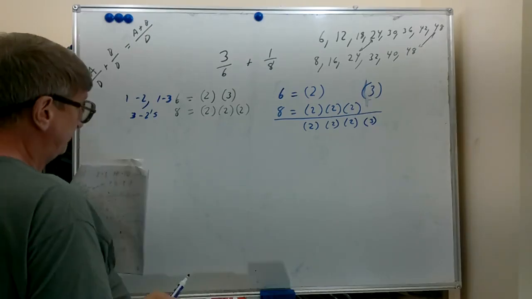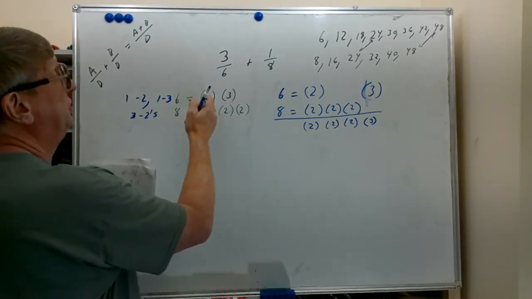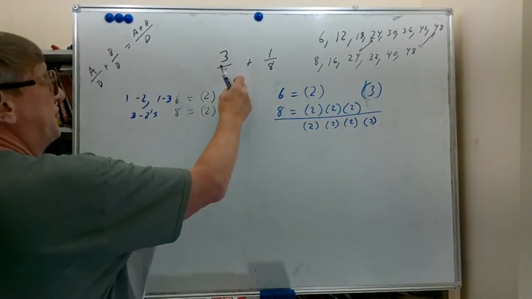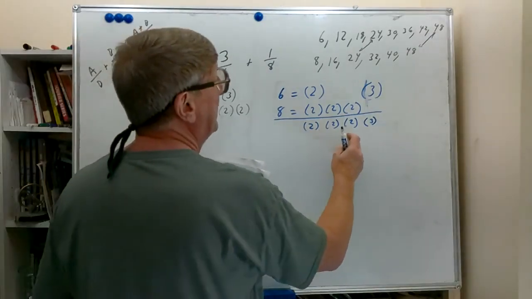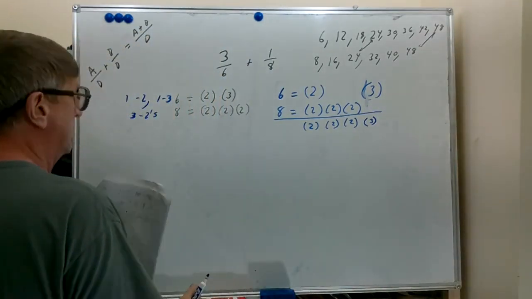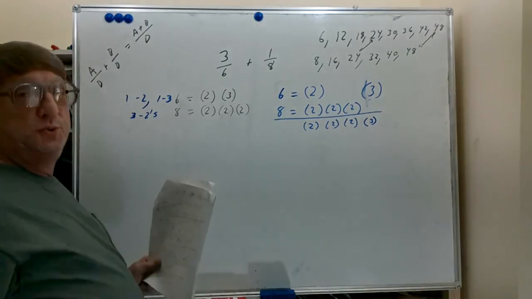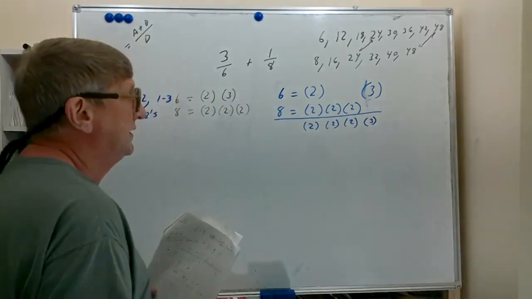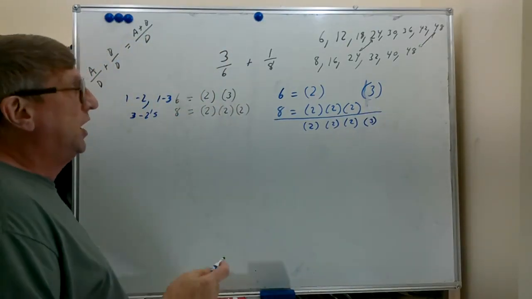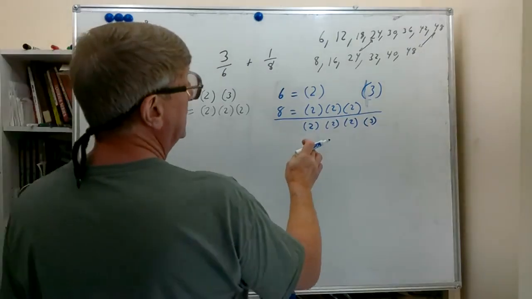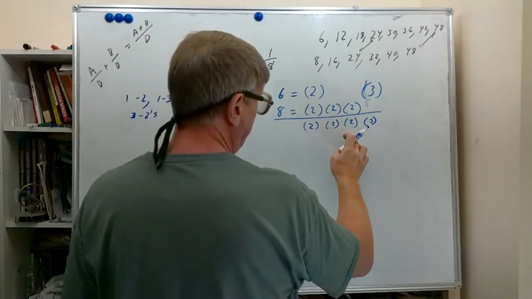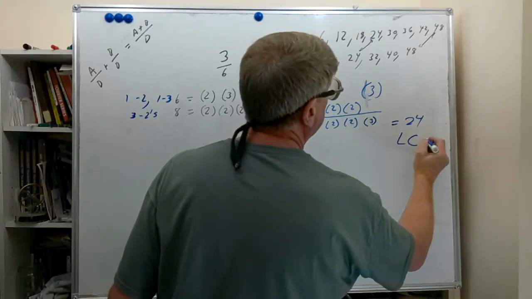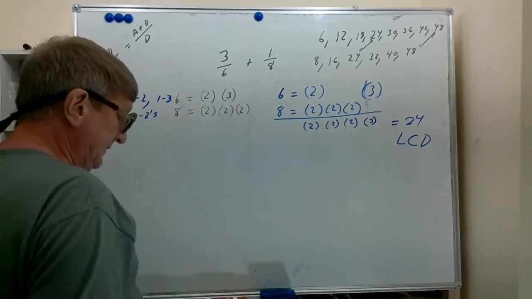So there's a single factor of 2 in the 6, and we have at least one factor of 2 here. There's a single factor of 3 in the 6, so we have at least one factor of 3. There are 3 factors of 2 in the prime factorization of 8, and we have at least 3 factors of 2 in our factorization for our lowest common denominator. So let's multiply that. 2 times 2 is 4, times 2 is 8, times 3 is 24. So 24 is our lowest common denominator between 6 and 8.